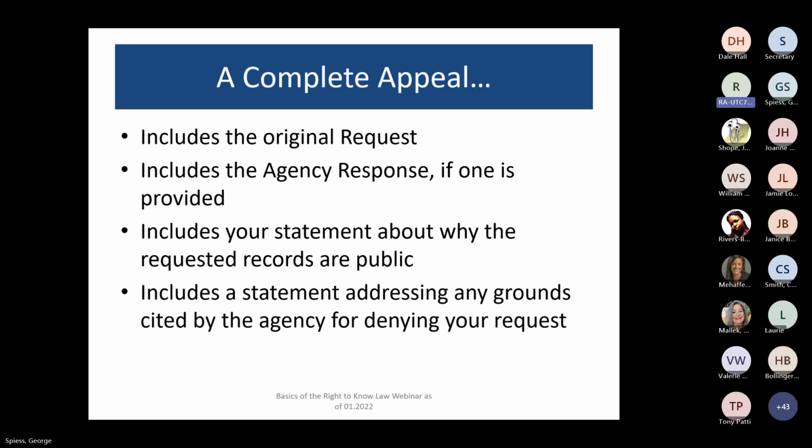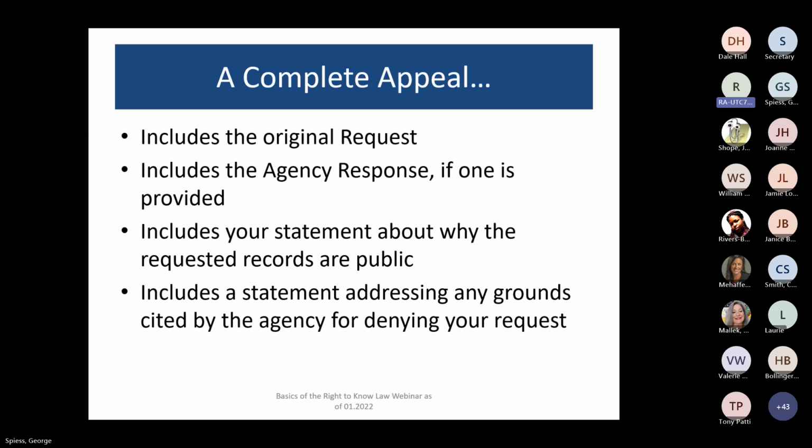Okay, when we receive an appeal, we look for 4 elements. We need a copy of the original request. We need a copy of the agency response, provided there is one. The person needs to tell us why they think the records are public, and they need to tell us why they think the agency is wrong with whatever response they may have given.